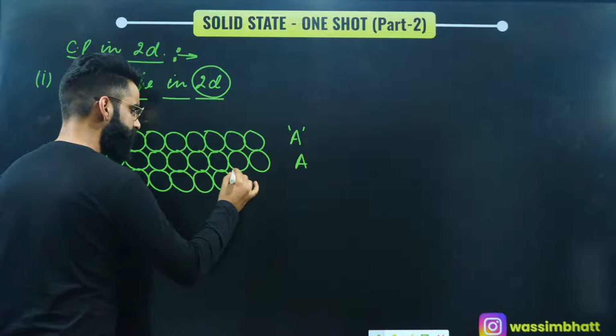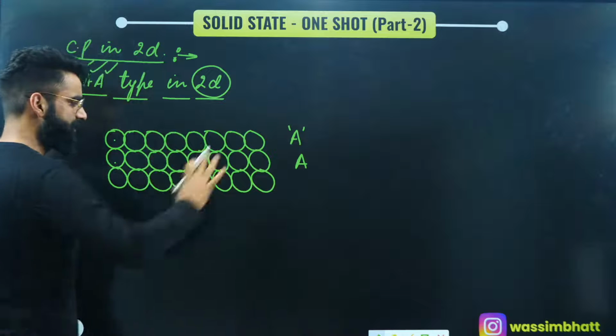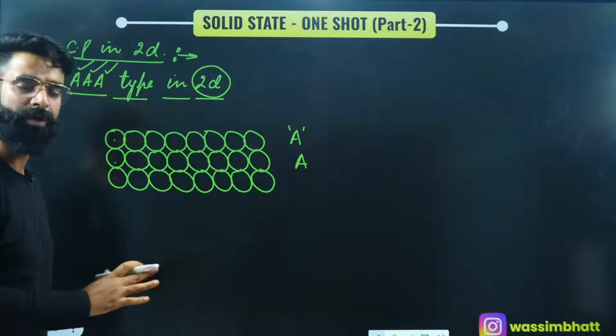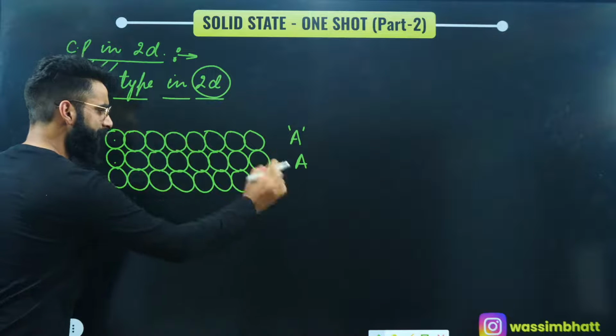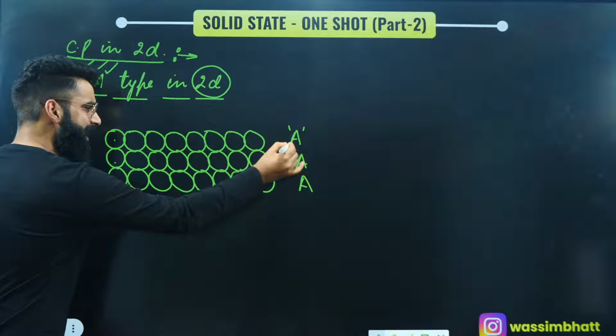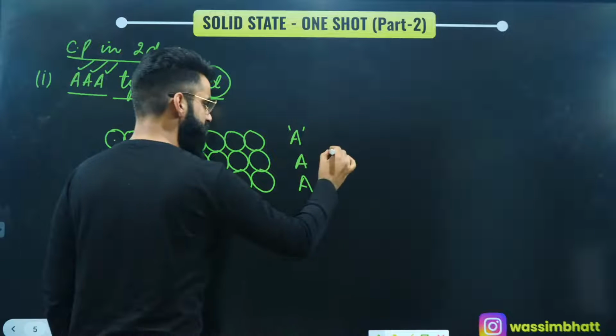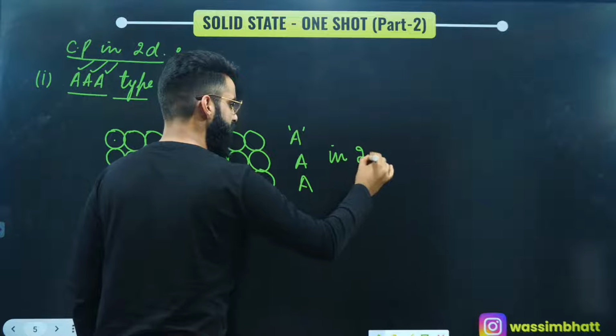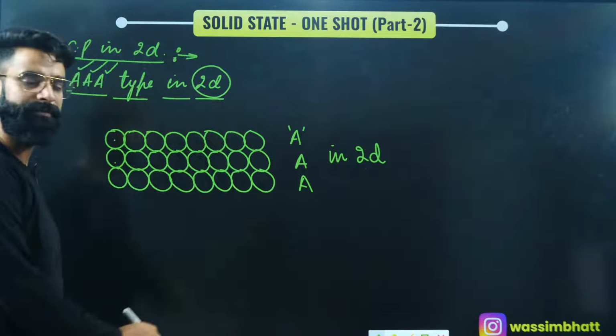Well people, this kind of arrangement, this kind of packing of the constituent particles in a plane is what I call AAA type packing in 2D. This is called AAA type packing in 2D. I'm sure it's clear to everyone, right?